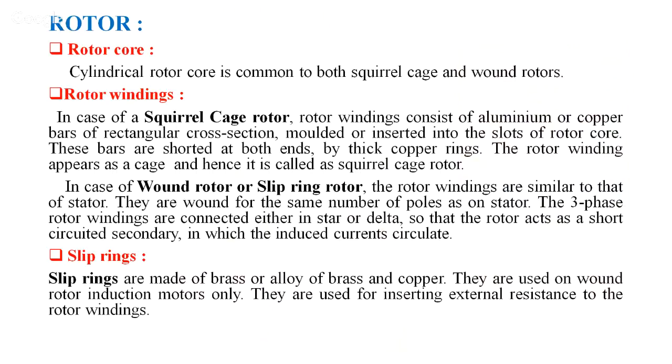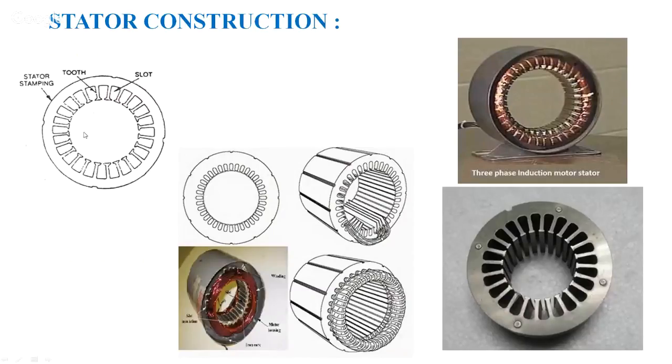Inside this slot, the windings will be placed. This projecting portion is called the tooth, and this is the slot. So you can see a variety of slots can be engraved into the stamping. And observe here, this entire stator is made up of a number of such stampings stacked together. Stacked means placed one above the other and bolted or riveted together.